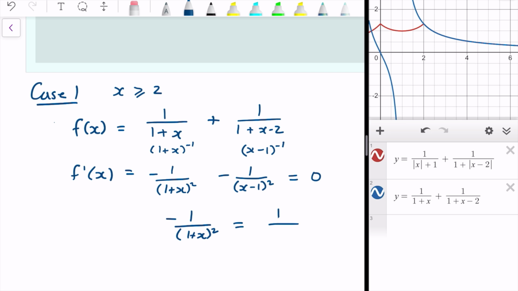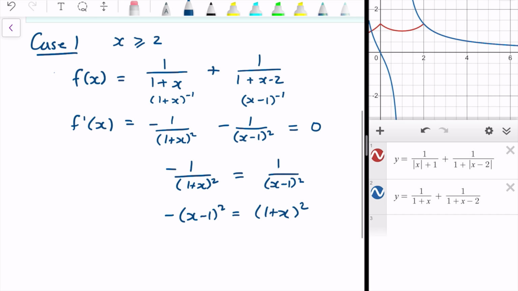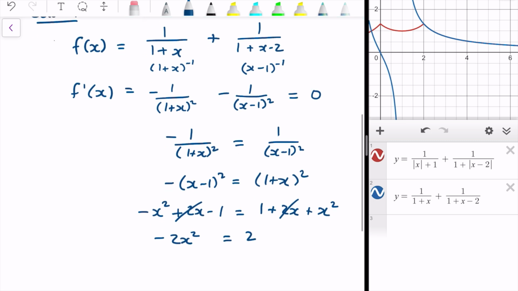Move one of the fractions to the other side, cross multiply, and then maybe expand out. Negative x squared plus 2x minus 1 equals 1 plus 2x plus x squared. 2x's cancel. We end up with minus 2x squared equals 2. So negative a perfect square equals 2. That's only true if x is imaginary, and of course x is real for this particular graph. So no real x. Okay, no stationary points.